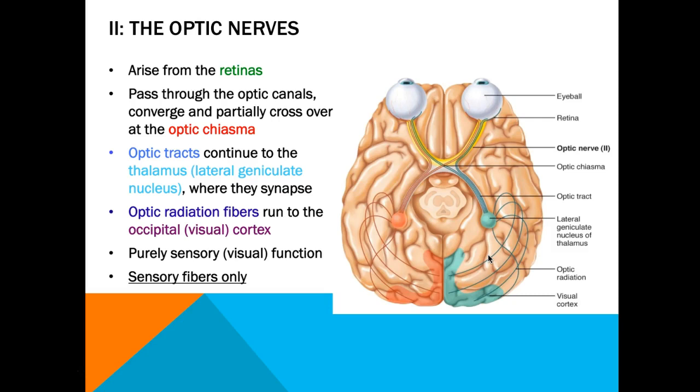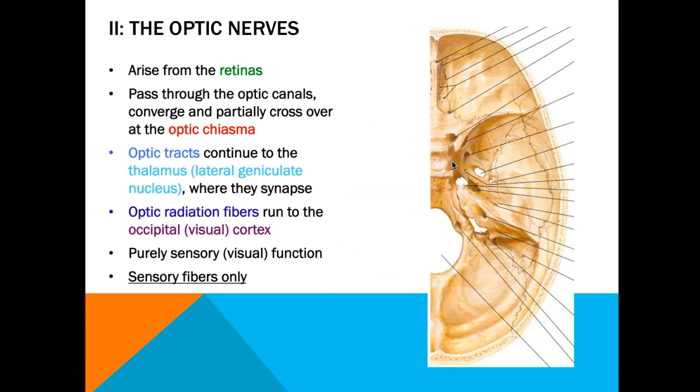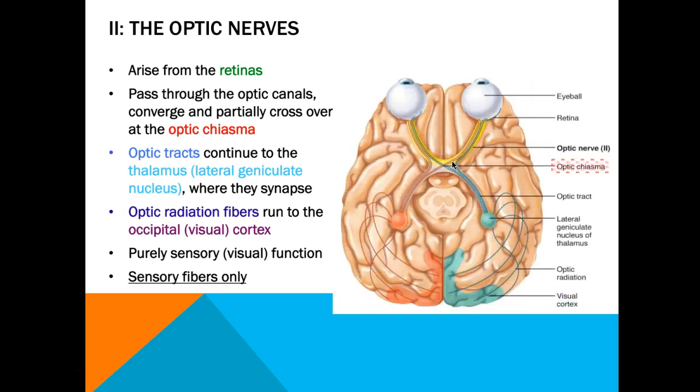Next we have cranial nerve number 2, which are the optic nerves. Your optic nerve is going to arise from the retina and pass through the area of the cranial cavity known as the optic canal. Now once they pass through the optic canals bilaterally, they will converge to create the optic chiasm. So you could see some of these nerve fibers do cross over and others do not.